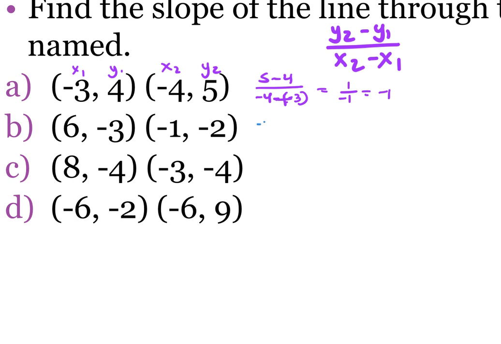Next one, B, -2 minus a -3 over -1 minus 6. Minus a negative becomes positive, and this is 1 over -7. Now that negative could be on the bottom, out front, in the top. It doesn't matter as long as it's somewhere on there.